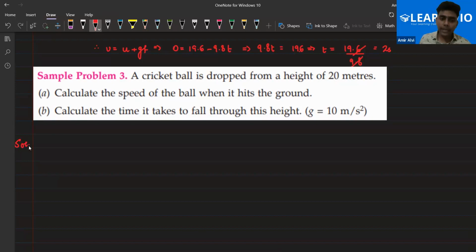The question says that a cricket ball is dropped from a height of 20 meters. What do you mean by dropping? What is the consequence of it? Yes, sir, initial velocity will be zero. Simple. If the body is dropped, initial velocity would be zero.